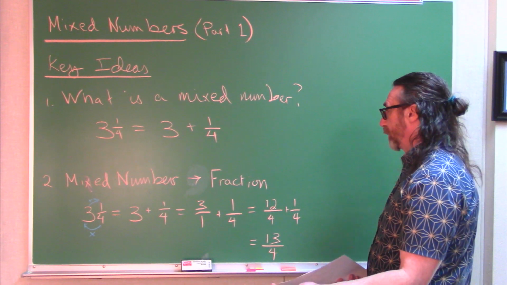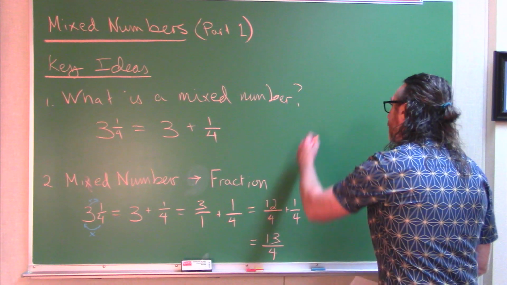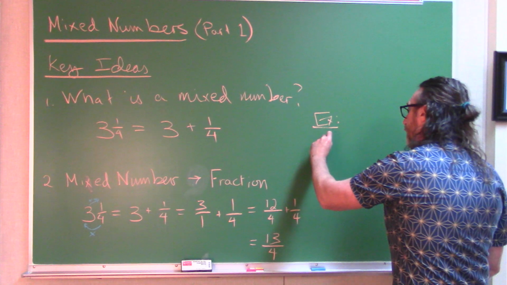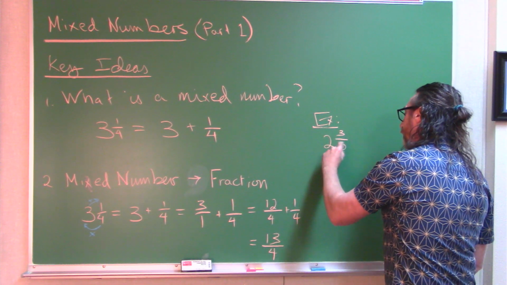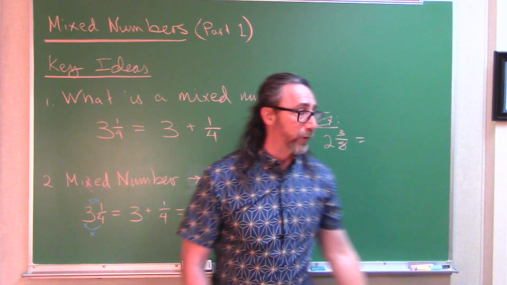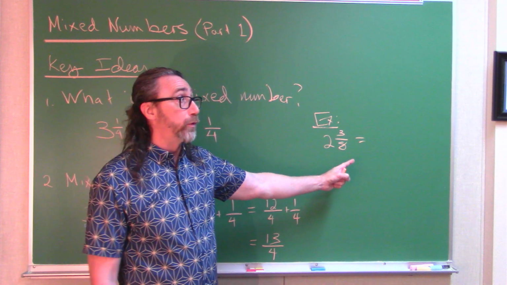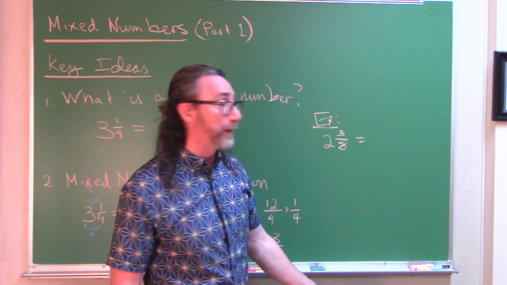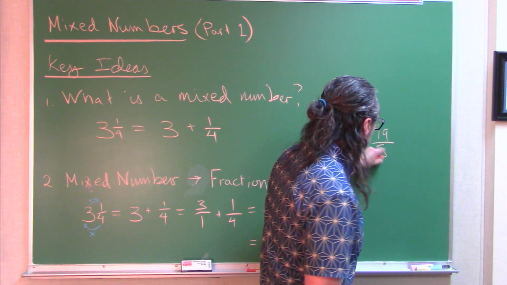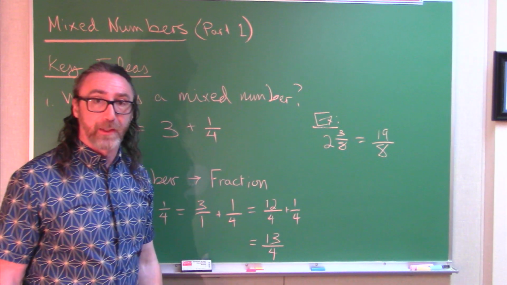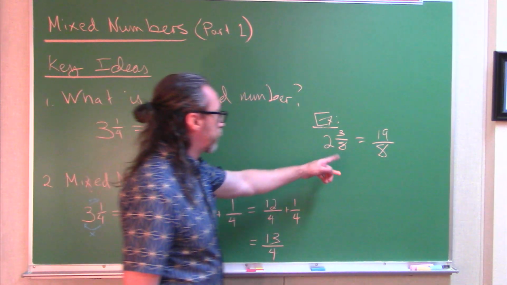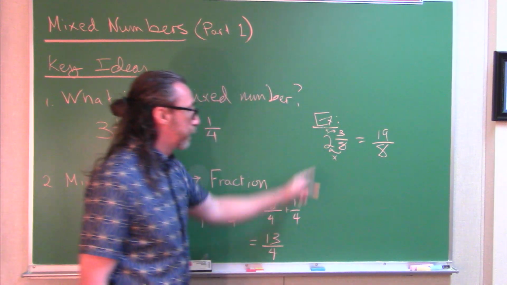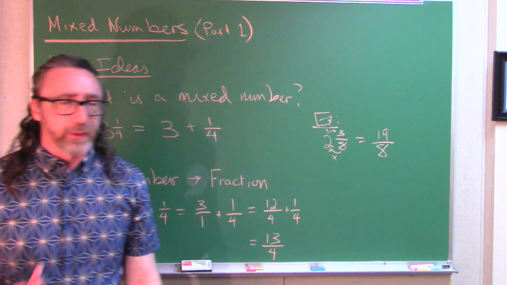Okay, so if we were to do another example of a mixed number, and we just did it the quick way, let's say I had the mixed number 2 3/8. Okay, well, if I do that procedure I just showed you, 8 times 2 is 16, plus the 3 is 19, so 19/8. Okay? So, very quick process, multiply, and then add, and that'll let you very quickly convert your mixed number to a fraction.